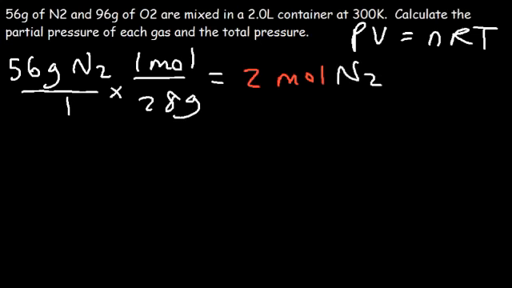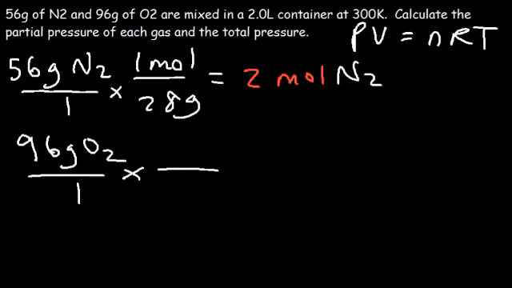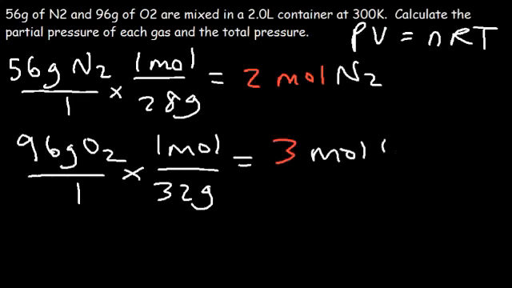Now let's do the same for O2. The molar mass of O2 is 32 grams per mole. And 96 divided by 32 is 3. So we have 3 moles of oxygen gas. So now we can find the partial pressure of each gas.